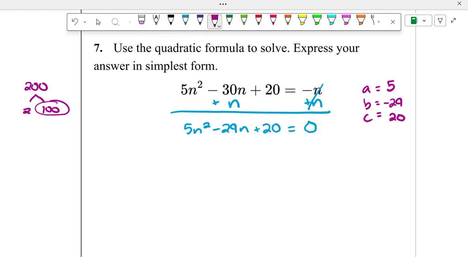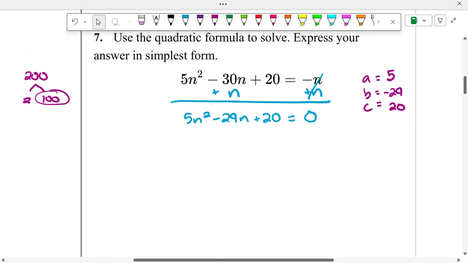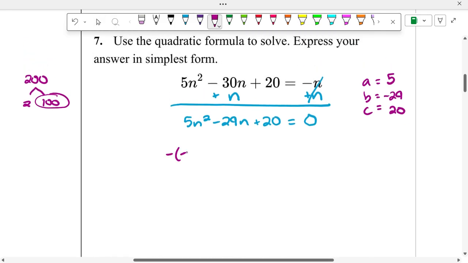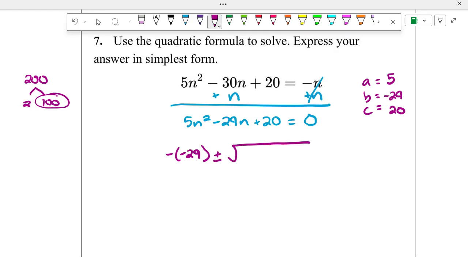That's important. Now, I'm just going to plug it straight into the formula. So I have a negative times negative 29. That's what I meant when I said if it's a negative number, you still have to apply the negative to it. Plus or minus the square root of negative 29 squared minus 4 times 5 times 20, all over 2 times 5. And so all I did was put it straight into the formula as is, no simplifying yet. I just replaced the values in the formula with the values that the equation gave me.